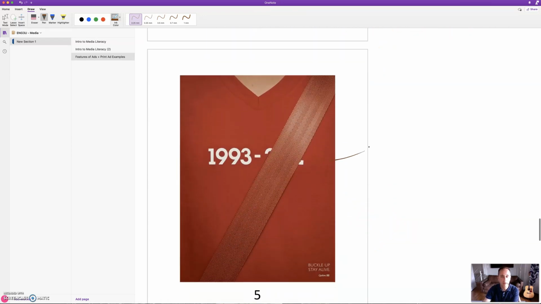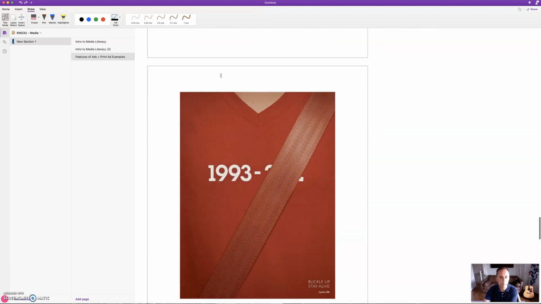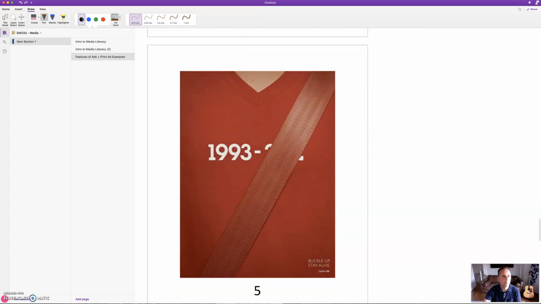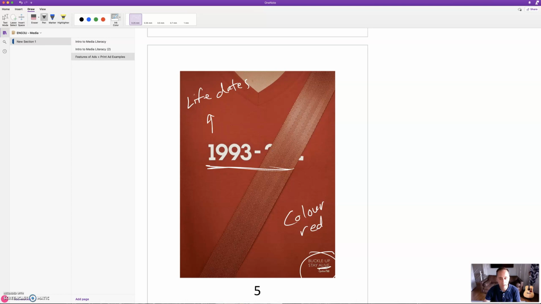Next one's interesting. Right away, the dominant thing should just jump out at us, which would be, what do you think? Well, yeah, the color, right? Color red is huge. So when we see this like that, what does it usually refer to? Someone's life dates. And it says, buckle up, stay alive, and it's from the government of Quebec.